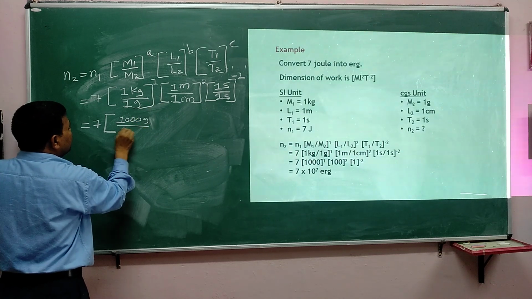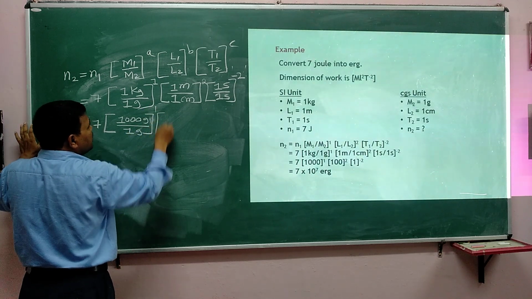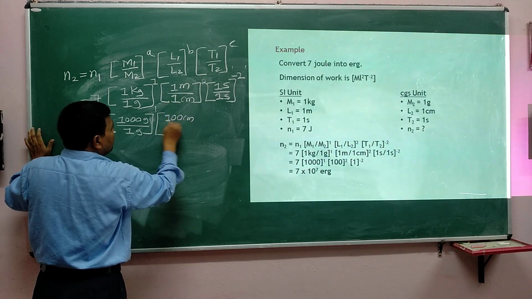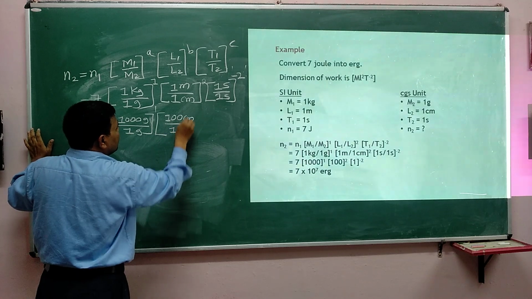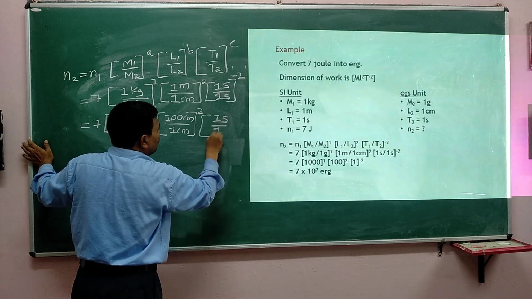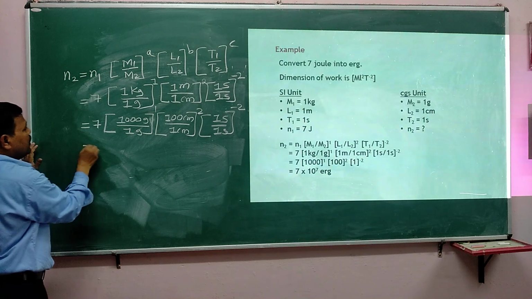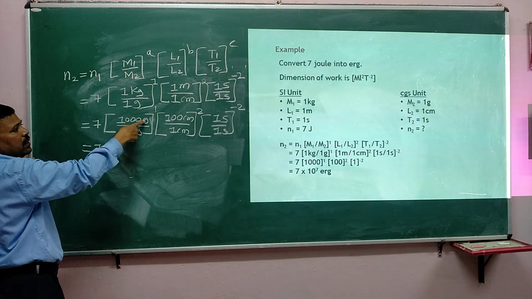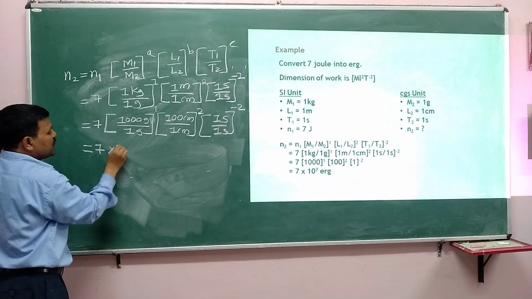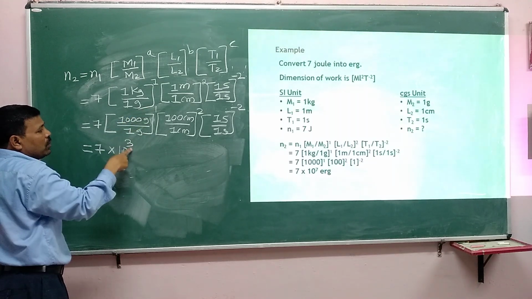1000 gram divided by 1 gram raised to 1. 1 meter is 100 centimeter divided by 1 centimeter raised to 2. And this is 1 second, 1 second. There is no need of conversion. Then this 7 gram cancels. We get 10 raised to 3. 3 into 1 will be 3.